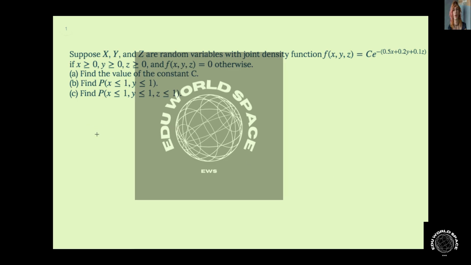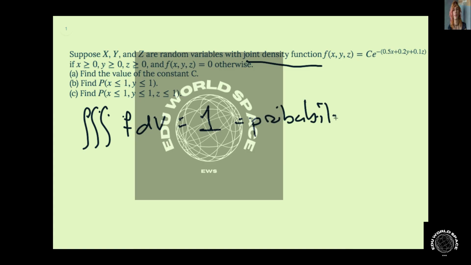Right, so for part A here, we want to find the value of c, and this is called the joint density function. So we're going to integrate. We know that if we take the triple integral of some joint density function, we're going to call this one f, over the volume, it's going to be equal to 1. This is the probability.